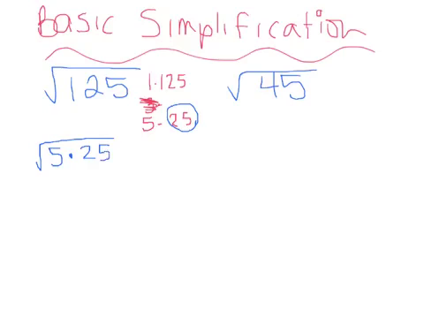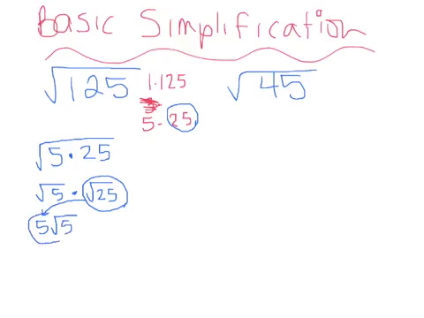Okay, and you can keep breaking down what's underneath your radical. We learned a rule that underneath the square root, 5 times 25 is the same as square root of 5 times the square root of 25. I can actually take the square root of 25 because it's a perfect square. So this right here becomes my 5. 5 square roots of 5 is the answer. Okay, let's try this in a different way.